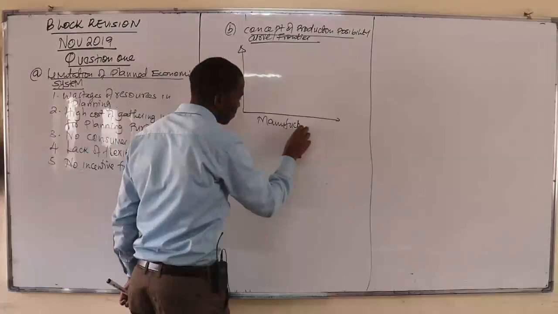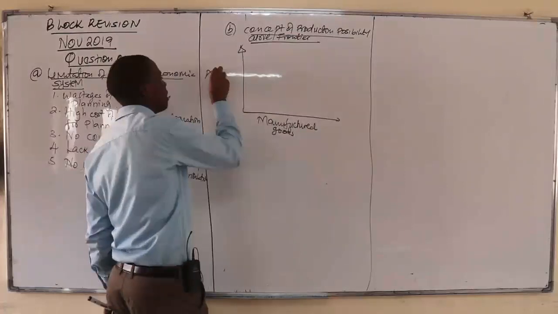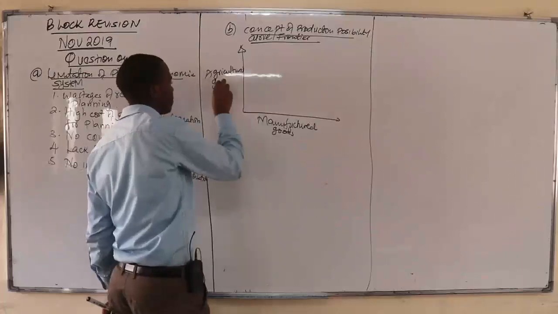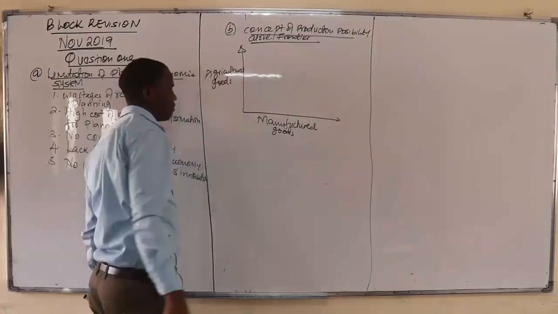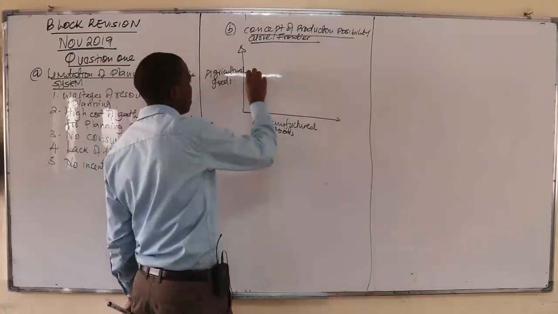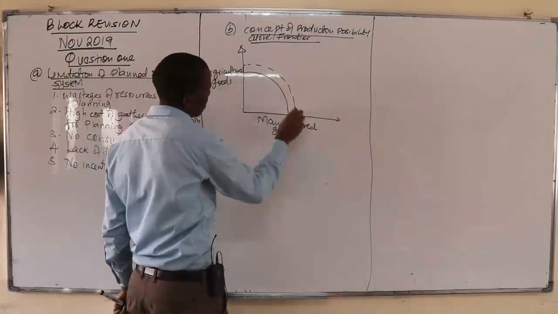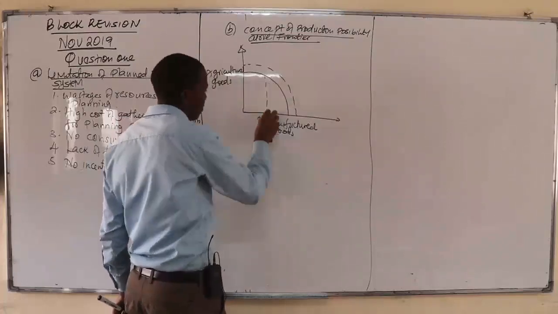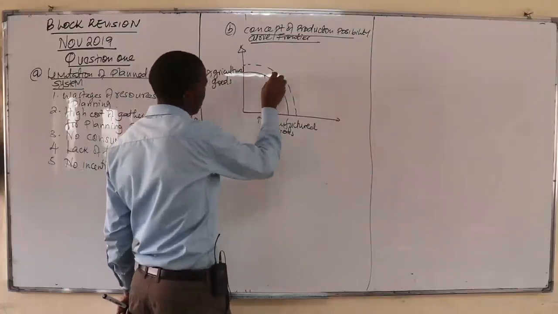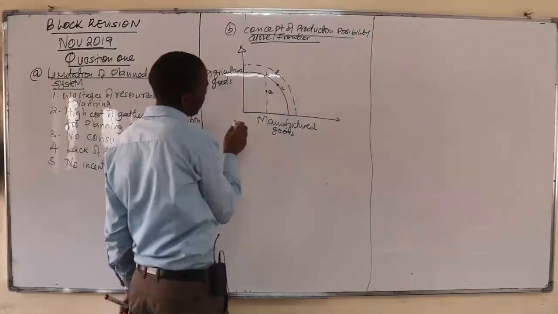So I have the manufactured goods and we have the agricultural goods. So this is a concave curve. In this case, I can have point A, point B and point C, and then I can have point D.